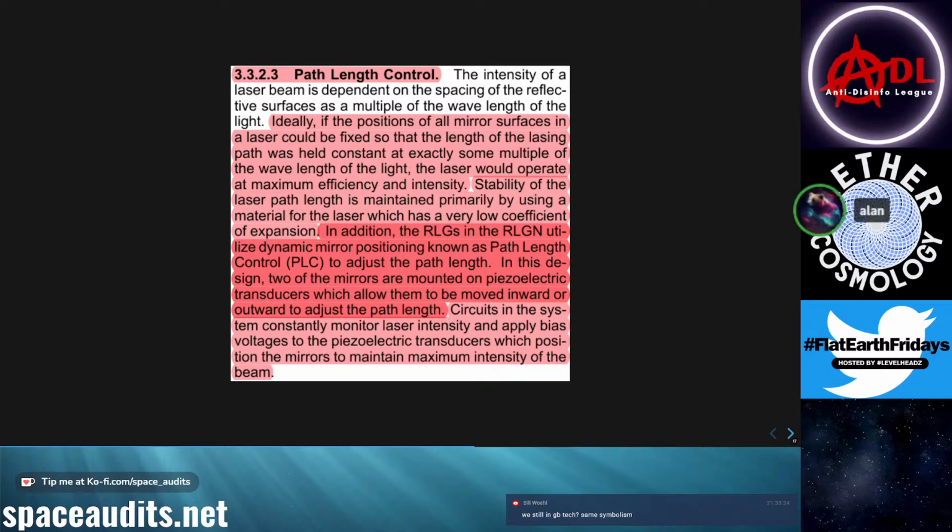And then they have the path length control, which I thought was really interesting. And I hope Pizzo's here to hear this because this is awesome.